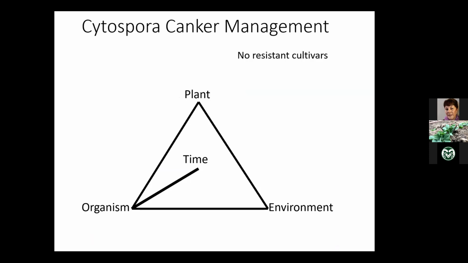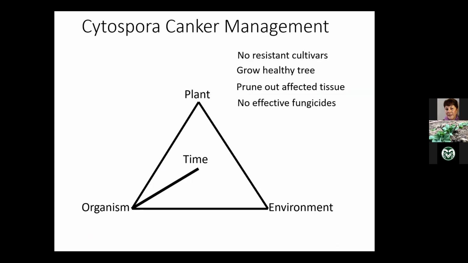So how do we manage Cytospora canker? We try to grow healthy trees and prune out the affected tissue, and that raises a question as to, well, can I prune that canker out of the trunk? I highly recommend not to do that. If you were to prune that canker out, basically what you've done is you've just opened up a whole new wound on that trunk, and other pathogens could land in there, more Cytospora, whatever. And that tree's just going to suffer. It's not going to be a very healthy tree. It's not going to be very good.